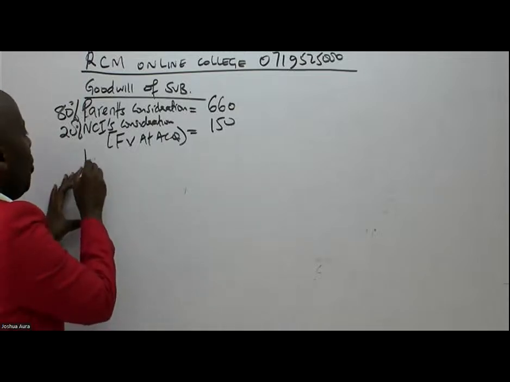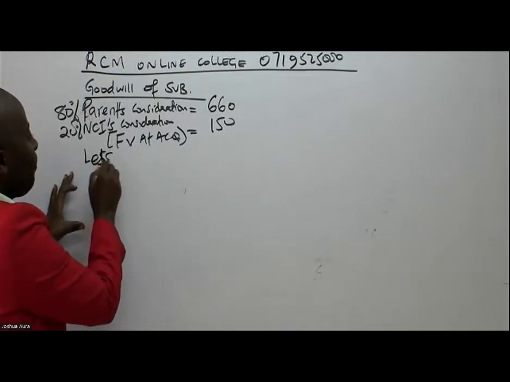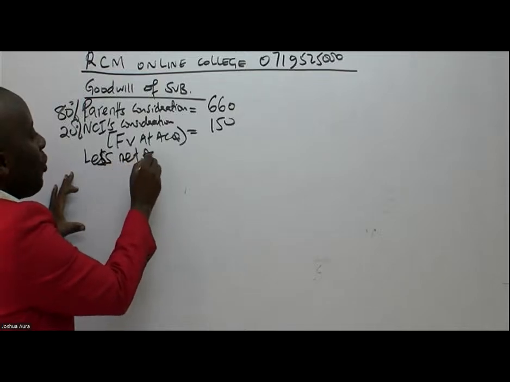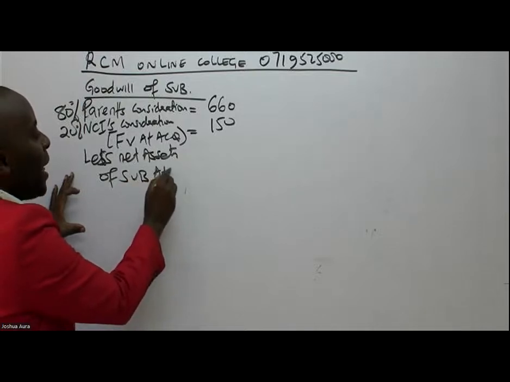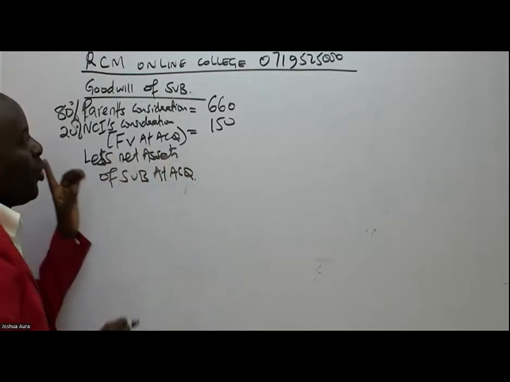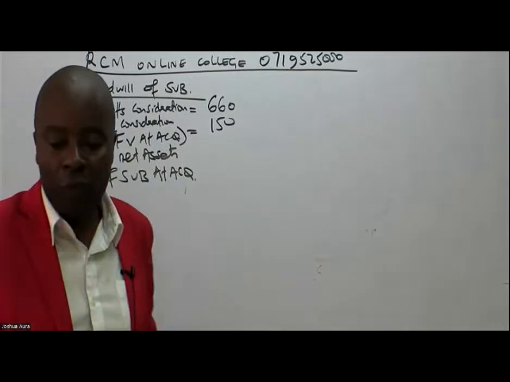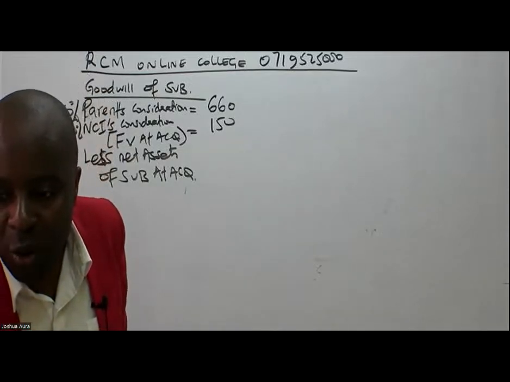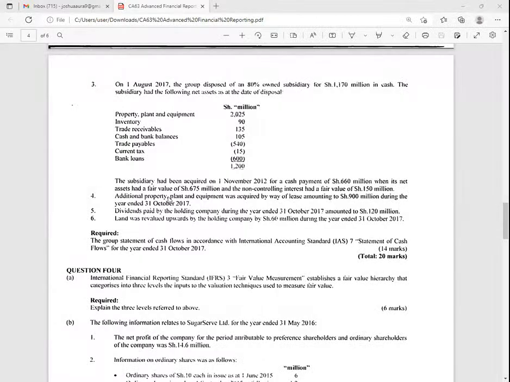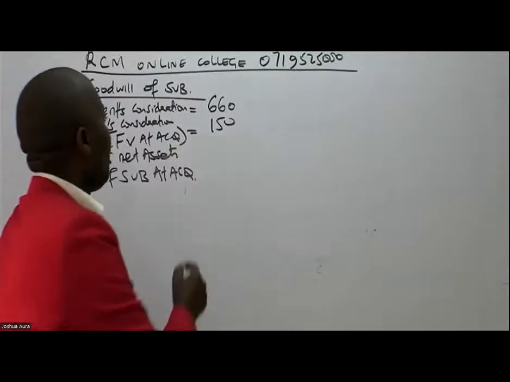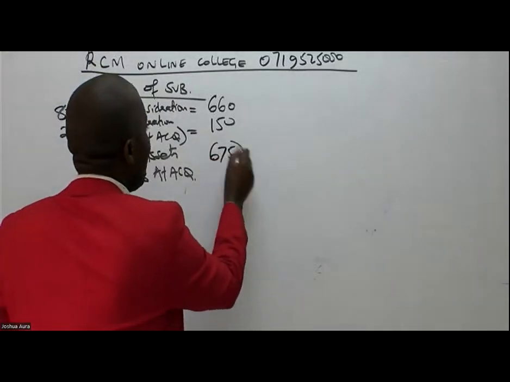Now from there, what do we do? Please come and less the net assets of the sub at acquisition, because we are calculating the goodwill of this subsidiary at the date of acquisition. What have they told us here? We have the net assets of the subsidiary at acquisition, when its net assets had a fair value of 675. So we are subtracting this.